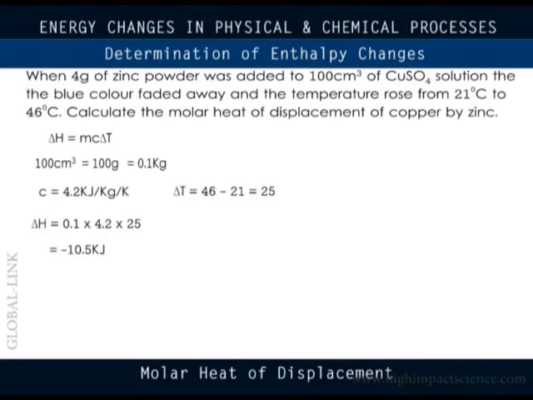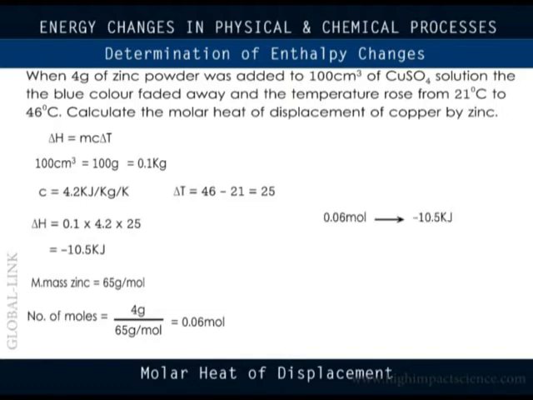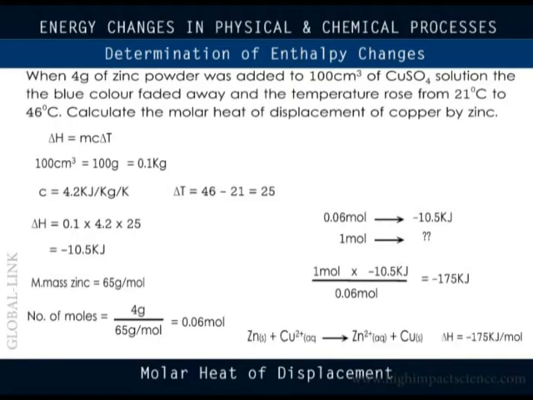Let us now calculate the molar heat. We calculate the number of moles of zinc that were used. We had 4 grams. Molar mass of zinc is 65 grams per mole. So the number of moles is equal to 4 over 65, and that gives us 0.06 moles. And so 0.06 moles liberated 10.5 kilojoules of energy. How about 1 mole? So we have 1 mole over 0.06 moles times 10.5 kilojoules, and that gives us 175 kilojoules. Again, put a negative. The thermochemical equation is shown here.